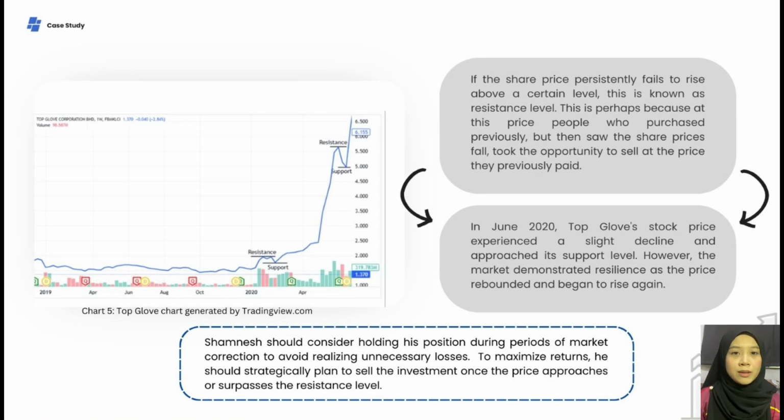As we can see in June 2020, the Top Glove stock price experienced a slight decline and approached its support level. However, the market demonstrated resilience as the price rebounded and began to rise again. In this market behavior, Shamnesh should consider holding his position during periods of market correction to avoid realizing unnecessary losses. To maximize return, he should sell when the price surpasses the resistance level, particularly if technical indicators suggest overbought conditions or if there's no sign of a breakthrough above resistance. Furthermore, staying updated on company performance and industry trends can help refine the timing of the sale, ensuring that Shamnesh captures the optimal return while mitigating the risk of potential price reversal.